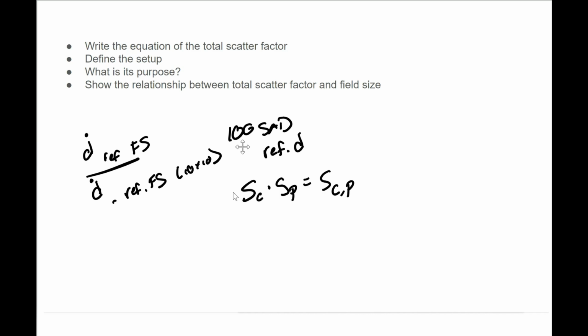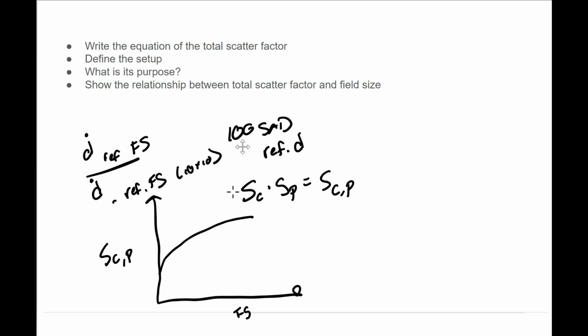So now show the relationship between the total scatter factor and field size. Best way to do this is really you draw a graph. That's my go-to. Draw a graph. So you're taking this output of a machine for a reference field size of 10 by 10, and you're accounting for a different field size. So that's what we're doing. Down here, we're going to have field size, and that's going to be on our x-axis. Then over here on our y-axis is going to be our SCP. And we're going to see a curve similar to this.